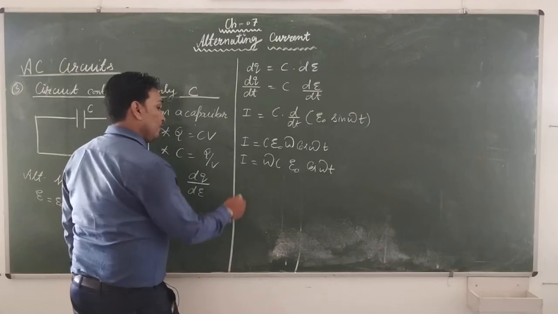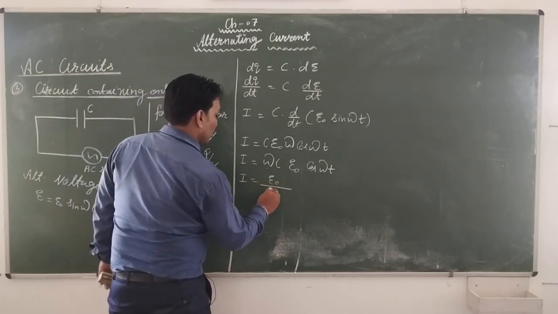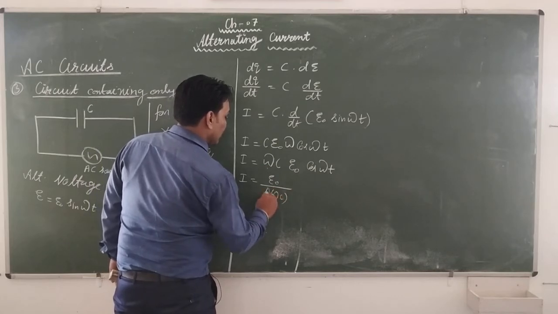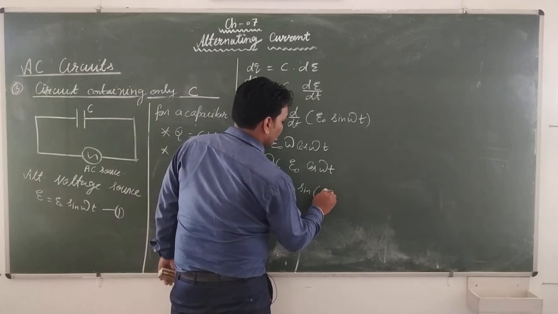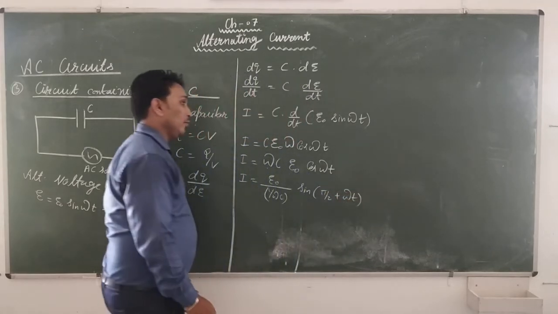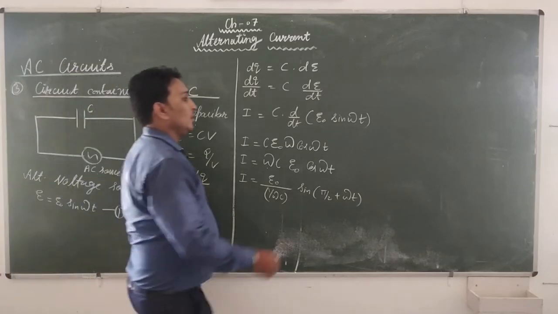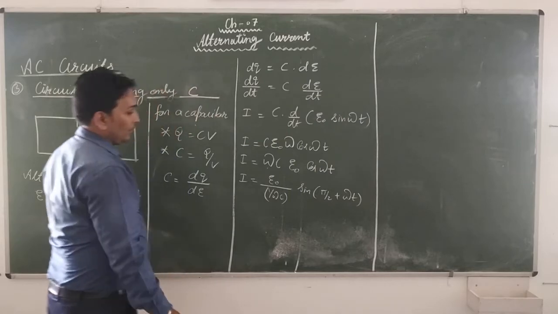Right? Now I is equal to what? I am just rearranging the equation. 1 upon omega C can be written as, and this cos omega t can be written as sin (pi by 2 plus omega t). Sin (90 plus theta) is equal to cos theta. So now what are we going to have?